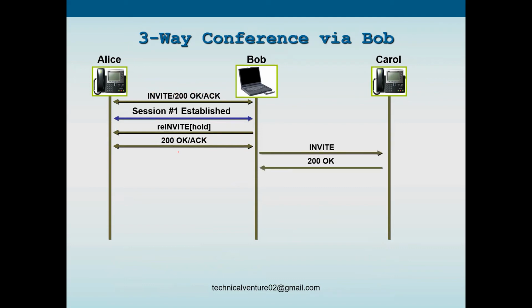Now Bob will send an invite to Carol. There will be 200 OK and acknowledgement from the sites, and then there is a session established. Now it should be a three-way conference.